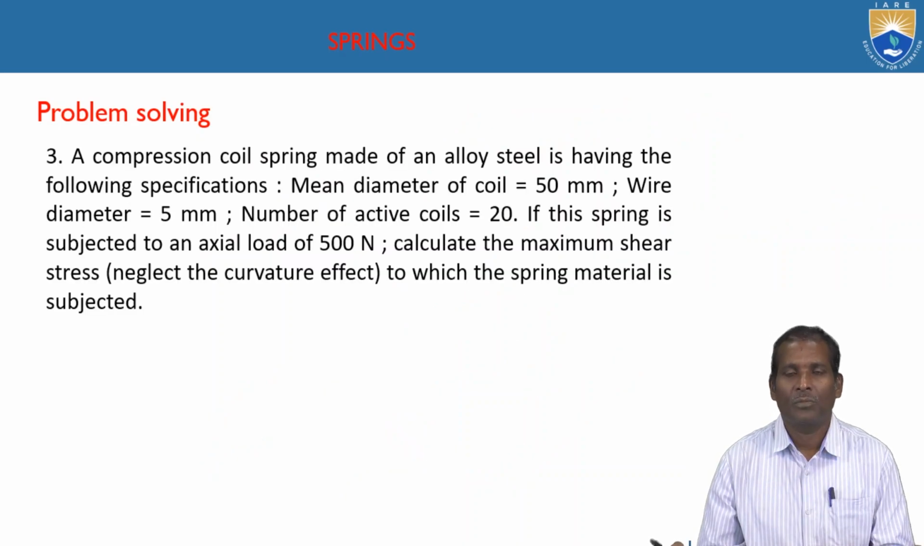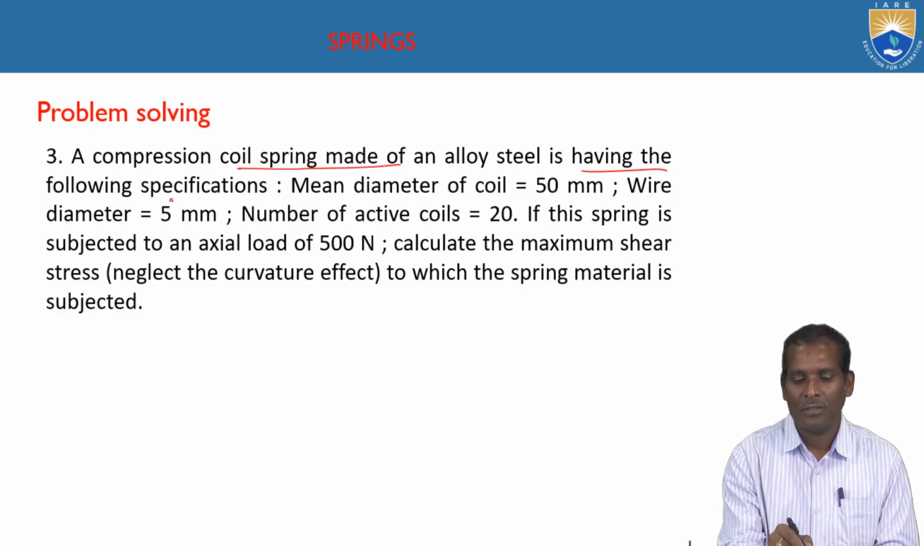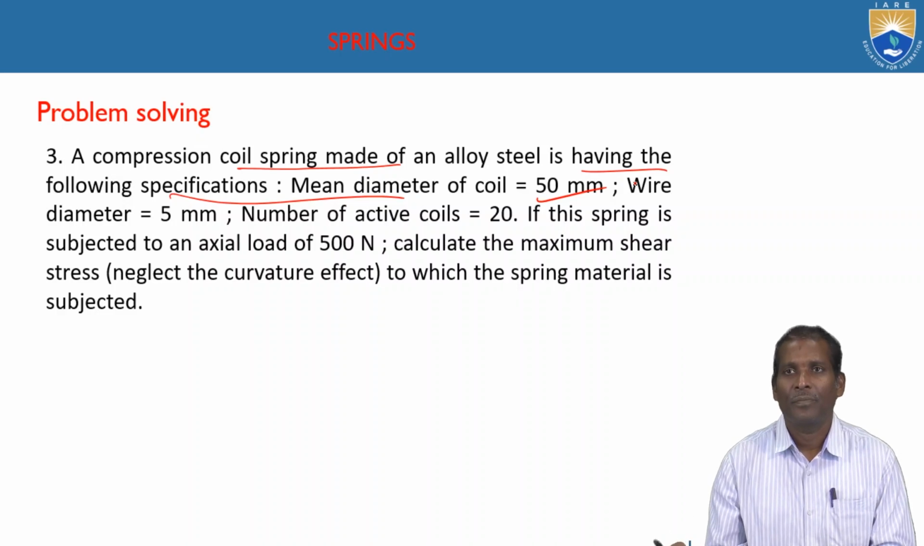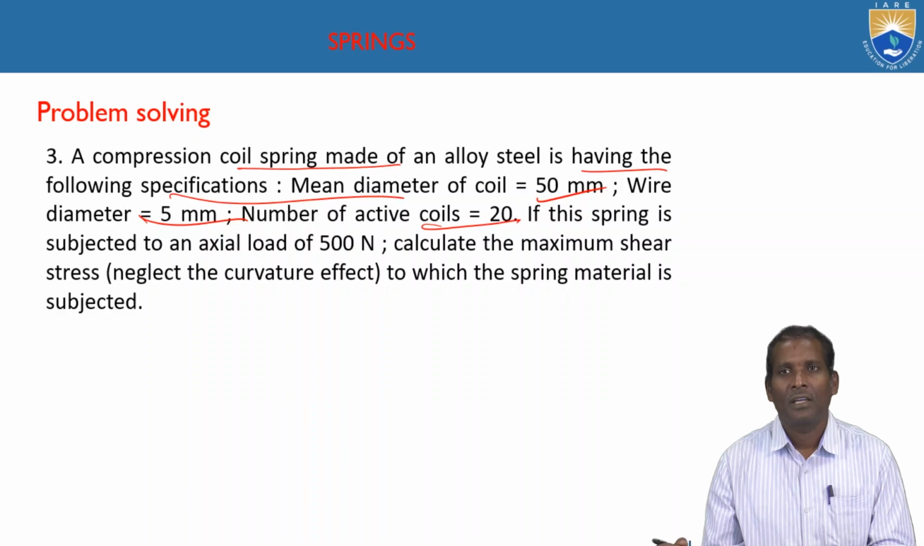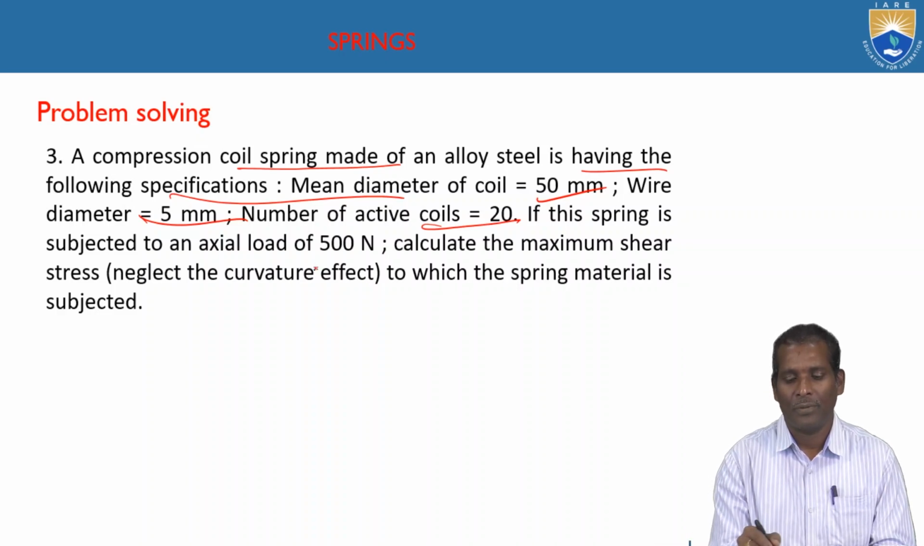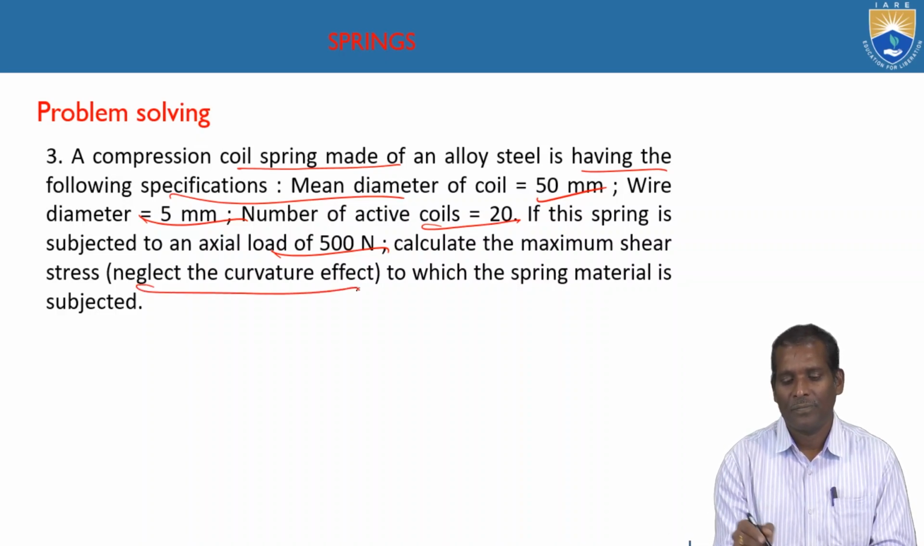Next model: we will see a compression coil spring made of an alloy steel having the following specifications. The specifications are mean coil diameter, wire diameter, and number of active coils 20. In this problem there is no need to calculate the active coils, it is already given. The active coils are 20, that is N. If this spring is subject to an axial load of 500 newtons, calculate the maximum shear stress, neglecting the curvature effect.